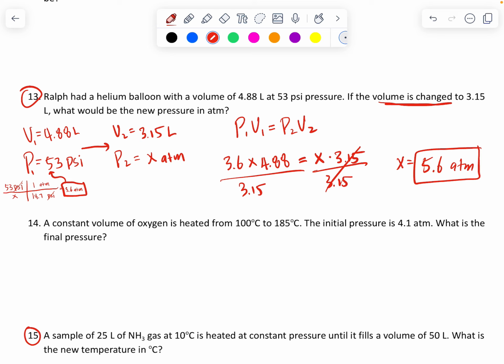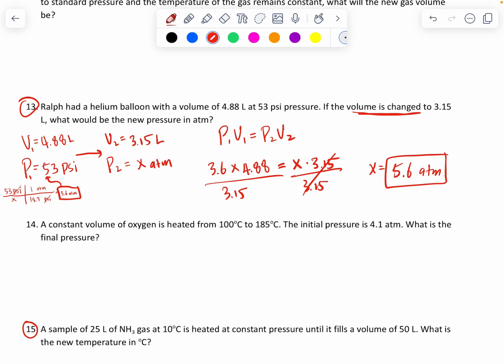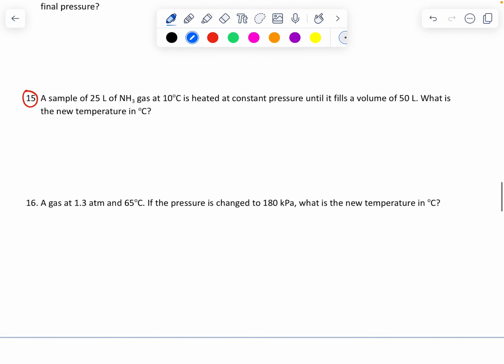So volume has gone down while pressure has gone up. Does that sound right to you for Boyle's law? Yes, because Boyle's law is a direct relationship, right? Which means if one goes up, the other comes down, vice versa. The volume has gone down, therefore the pressure will go up. And yes, it did. Yay. All right, so here's 15.